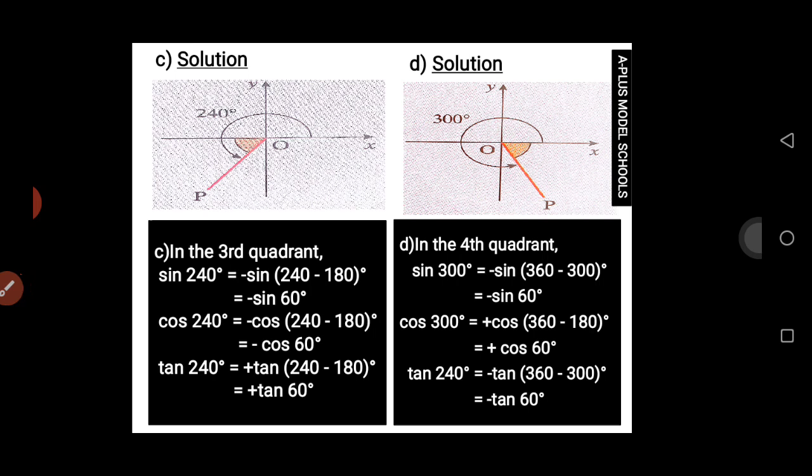When you look at 300 degrees, it falls in the fourth quadrant, where only cos is positive and the other trig ratios are negative. The formula there in the fourth quadrant is 360 degrees minus theta. So 360 minus 300 is 60 degrees. Sine is negative, so that will be minus sine 60 degrees. Then cos is positive, which is plus cos 60 degrees. And tan is negative, which is minus tan 60 degrees.